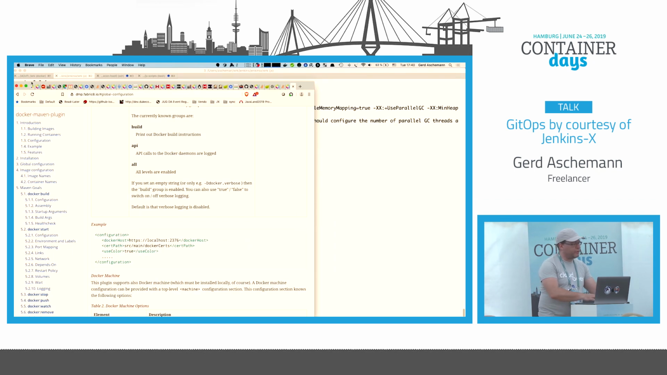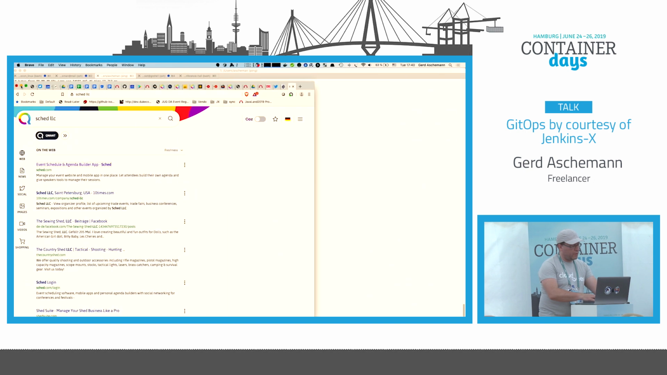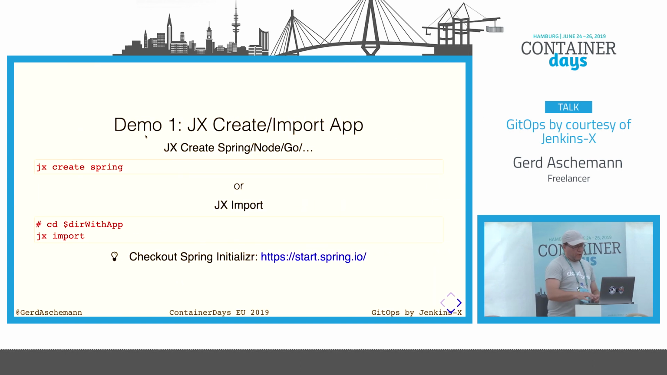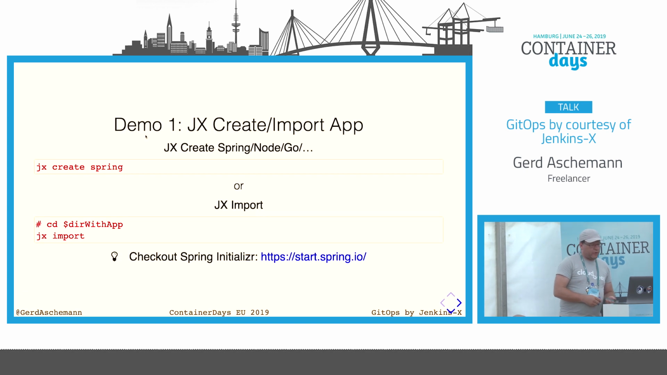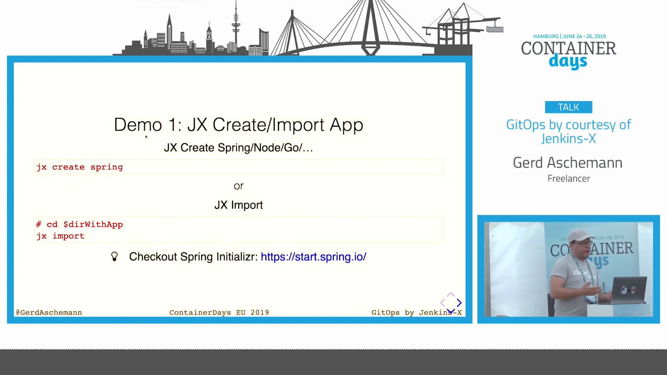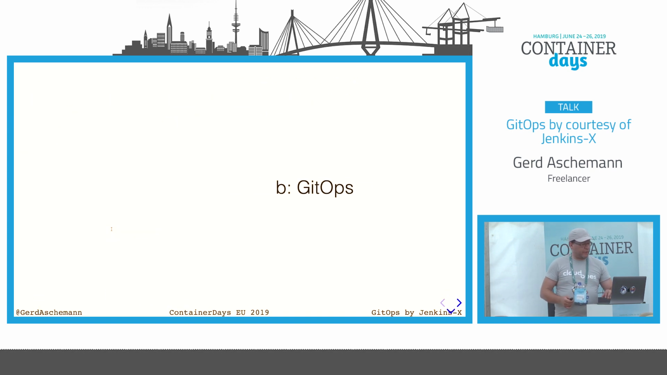If I have an already existing application, I can just import it. So I just go to the respective directory and call jx import, and then it also creates all of these files to run the application and imports it into Jenkins X. Now we skip that.